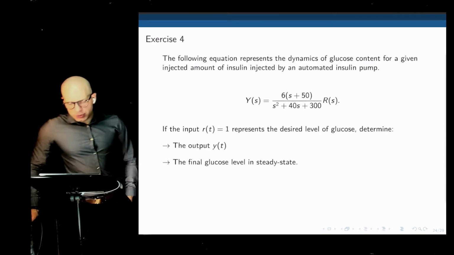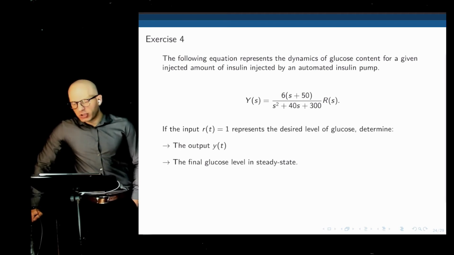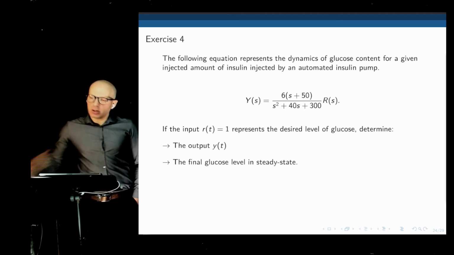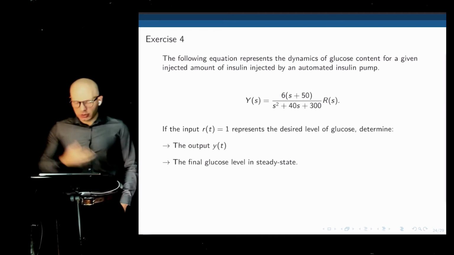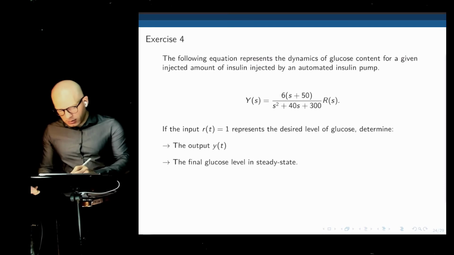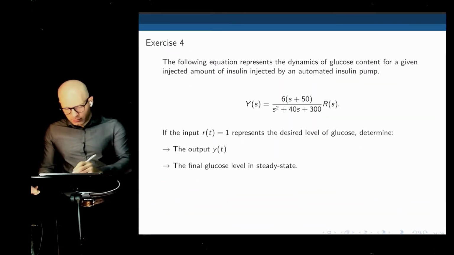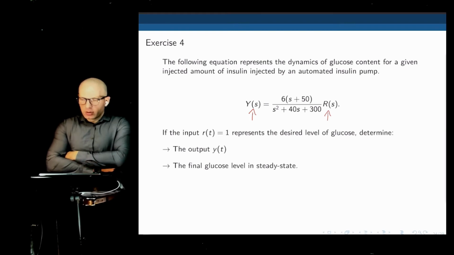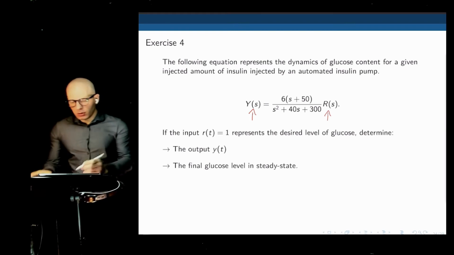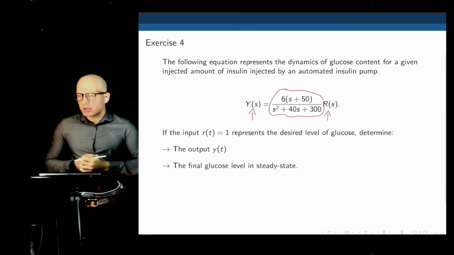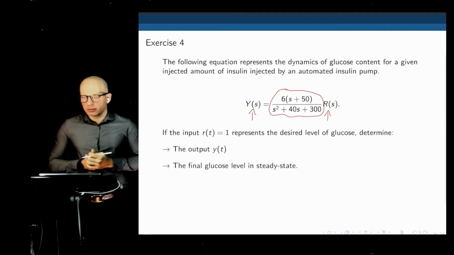The following equation represents the dynamics of glucose content for a given amount of insulin injected by an automated pump. It is the response of the body to an injection of insulin. The glucose level, which in this case is y of s, is given based on the input to the system. It's a certain level of insulin injected by a pump, and that is r of s. All this is a transfer function that represents the body dynamics in response to the injection of insulin.